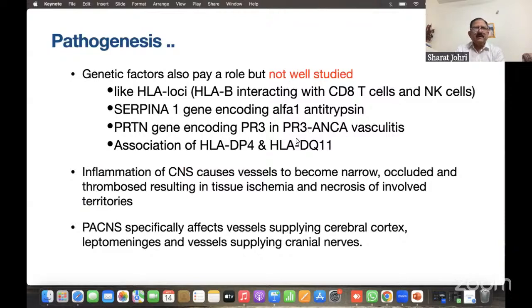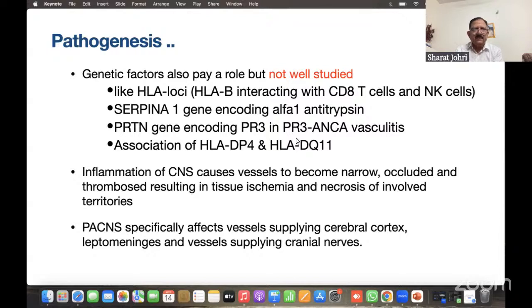There are genetic factors which have been found to have some role. They are not well studied, but some HLA loci like HLA-B, interacting with CD8 T cells and natural killer cells, have been involved. The SERPINA1 gene, encoding alpha-1 antitrypsin, is also involved. There is one gene called PRTN3, which encodes PR3, and PR3 ANCA vasculitis is involved in that also. So there is some association, sometimes it is found, but not always. They say there is a genetic role, but the genetic basis is not well defined.